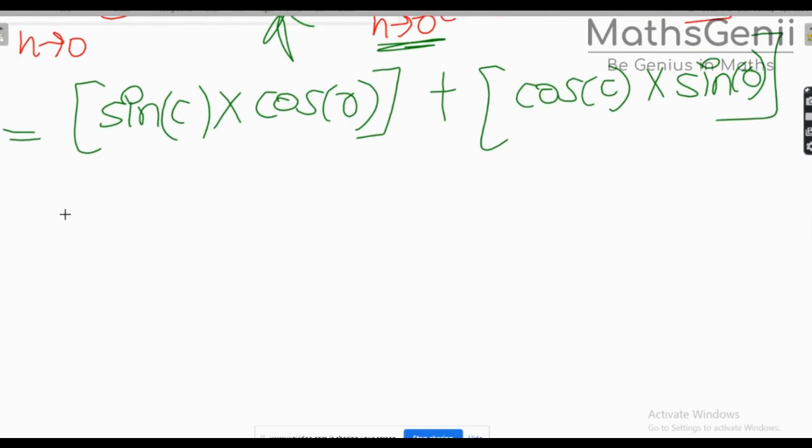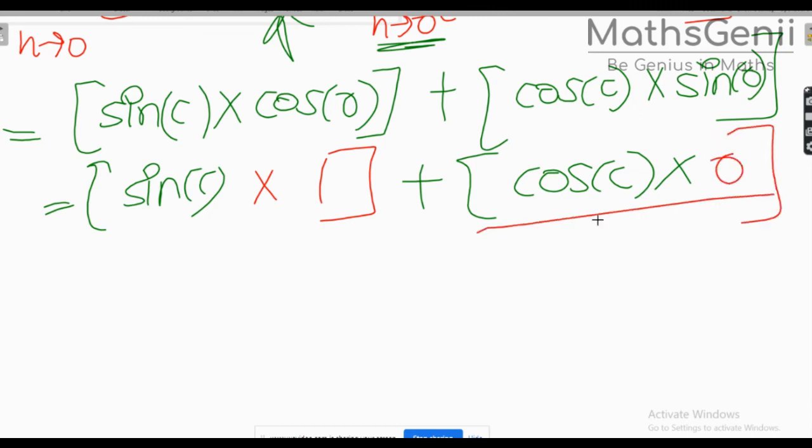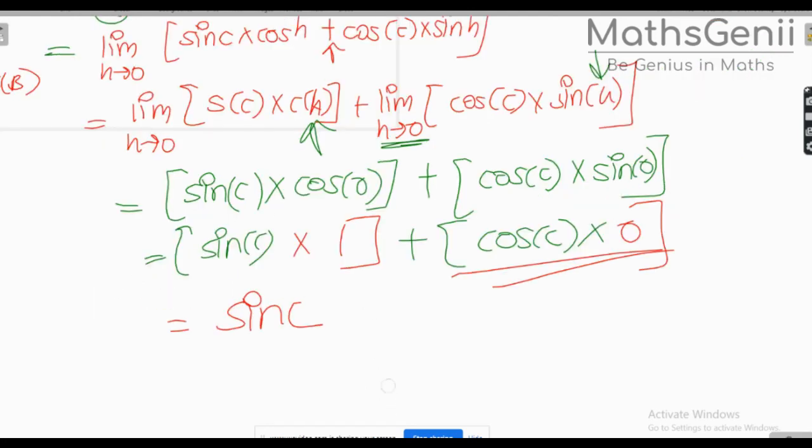Then what is the value of cos 0? Go back to your trigo table, cos 0 value is 1, correct? Then what is the value of sine 0? Go back to trigo table, sine 0 is 0. So this entire term, anything into 0 becomes 0. So your answer is sine c, correct?